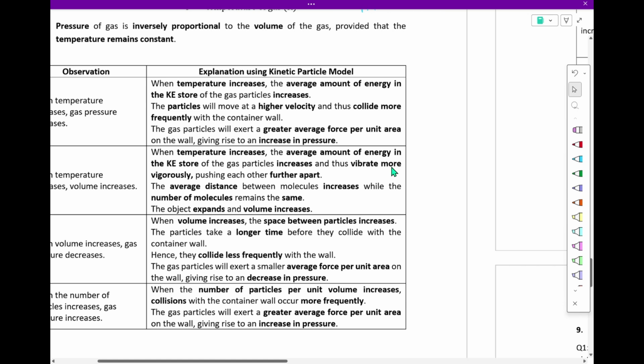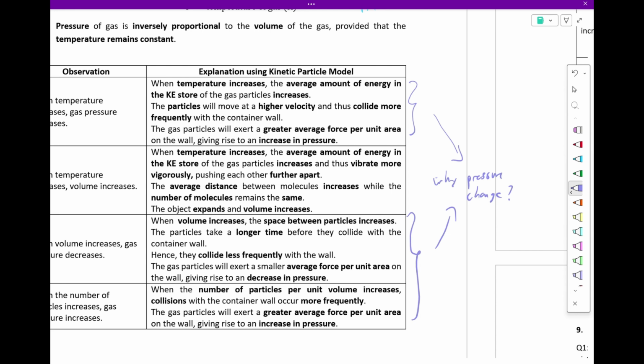So these fellas over here are asking you why. Okay, maybe not the middle one. This one and this one, these two are asking you why pressure change. Why is there a change in pressure? Because number one, if you notice, if I increase the temperature, the average KE of the gas particles increases. So what happens? You move at higher velocity, you collide more frequently. If you collide more frequently, greater average force per unit area.